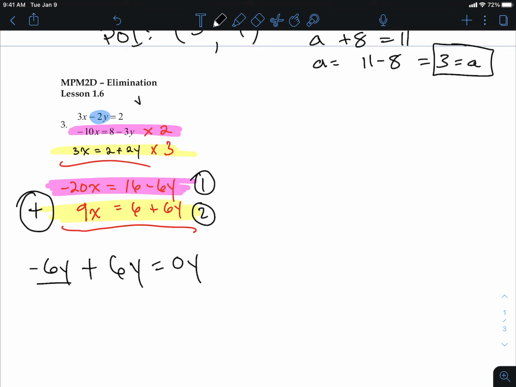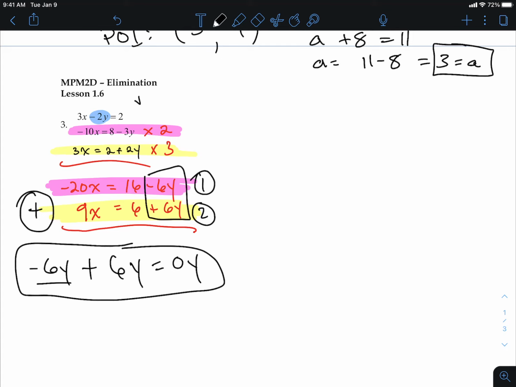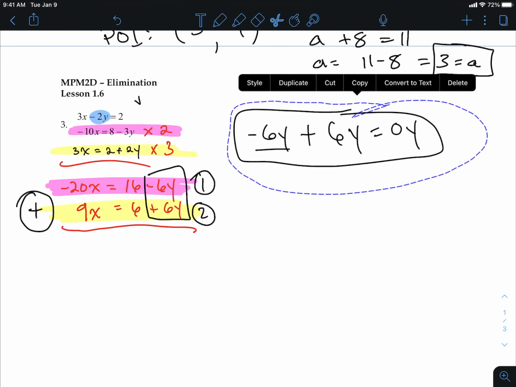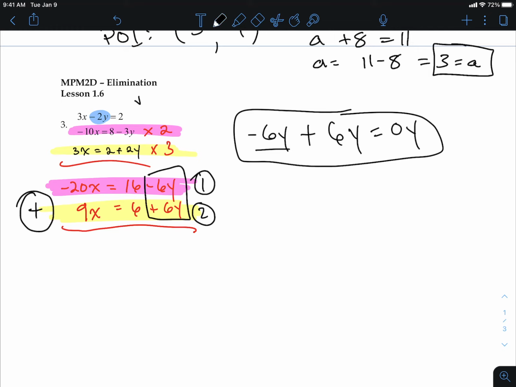We know that this is going to cancel now, the y's, right? Because we just showed it. So I'm going to move that up here. So I'm going to get 0y over here. 16 plus 6. Remember, I'm going 16 plus the 6 is 22. And then I'm going to do negative 20 plus 9. What's that?